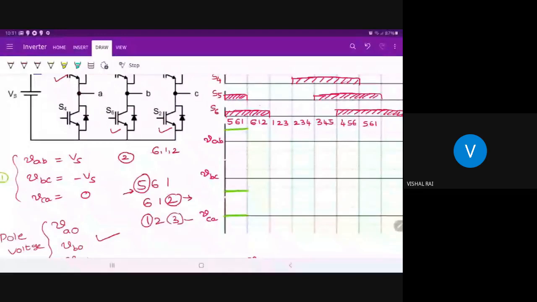If you notice, 6 is present here and 6 is present here. So S6 will conduct for how much time? S1 is the outgoing device and S3 is the incoming device. Here it is 60 degrees each, so that means it will conduct for 120 degrees.